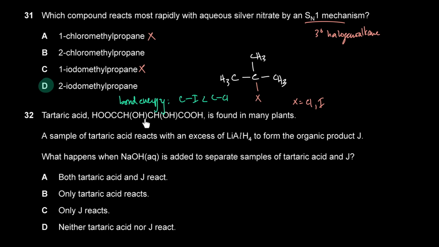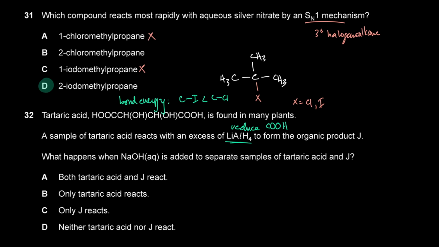Tartaric acid, given the structure here, is found in many plants. A sample of tartaric acid reacts with excess lithium aluminum hydride to form the organic product J. What happens when aqueous sodium hydroxide is added to separate samples of tartaric acid and J? Now, lithium aluminum hydride is a reducing agent, so it will reduce the carboxyl group, or the carboxylic acid, to primary alcohols.